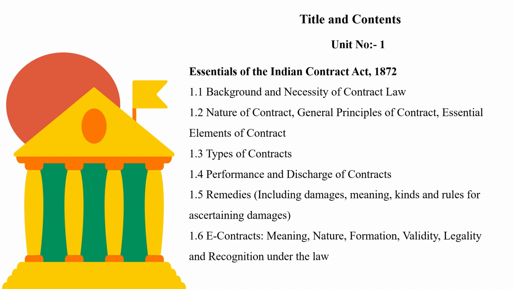We will see how the two parties come together, they form a contract, and what happens if one party fails to fulfill the contract. And the sixth part, we are going to study about e-contract, in which we are going to study meaning, nature, formation, validity, legality, and recognition under the law. So finally, students, in the first unit, we are going to study what is contract, what are the types of contract, how the contracts are prepared, what are the remedies for the breach, and the very important, the modern framework of contract, that is e-contract.